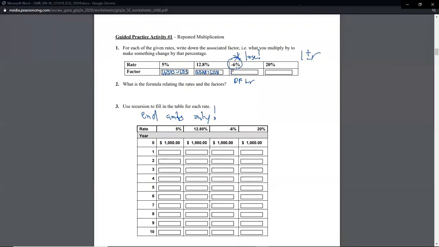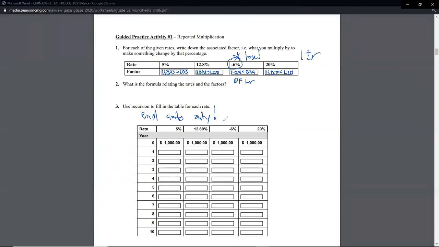If you're doing 1 minus 0.06, that's actually 0.94. So growth is always 1 and then a decimal. Decay means it's going to be less than 1 because we're losing money. So multiplying by a number less than 1 is what causes the loss. And then with 1 plus 0.20, that's 1.20 or just 1.2.